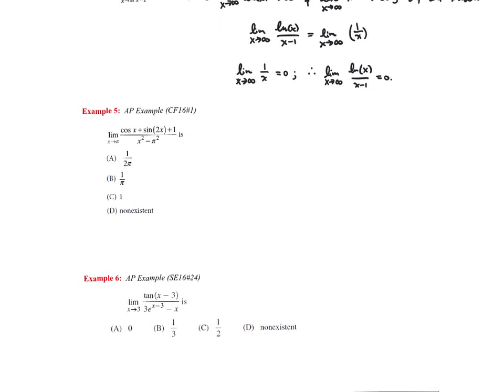This comes from an AP example in 2016. And this limit is interesting. As you can see here, if I were to evaluate plugging in a pi, the cosine at pi is -1. Sine at 2 pi is 0 plus 1. So I get -1 plus 0 plus 1. That'd be 0 on the top. And if I insert a pi, I get pi squared minus pi squared, which is also 0. So I'm getting an indeterminate form of 0 over 0.